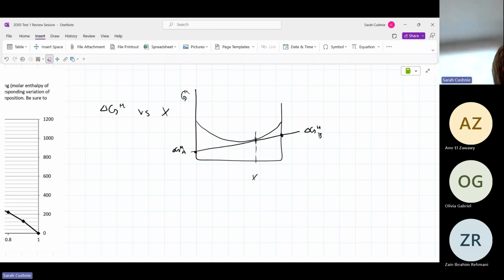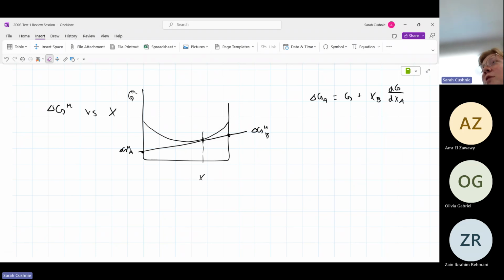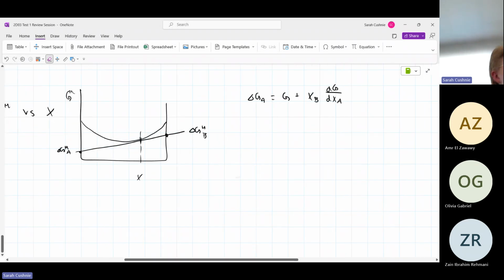It comes down to an equation that I don't fully remember, but I wrote this down on my test when I was trying to figure out what I did for this question. So I'm going to write it down here and maybe it'll help you. For example, delta G of A is equal to G plus XB dG dXA. Is this the Gibbs-Duhem thingamajigger? Yeah. So let's say we have this.